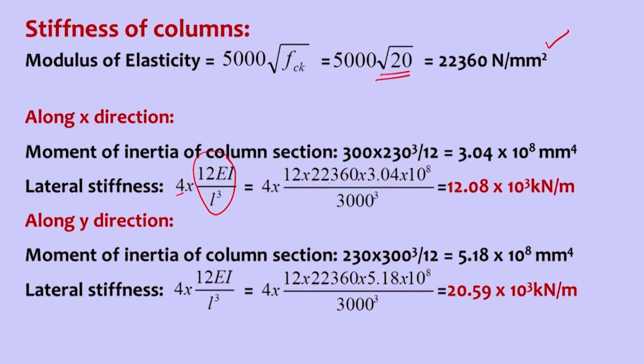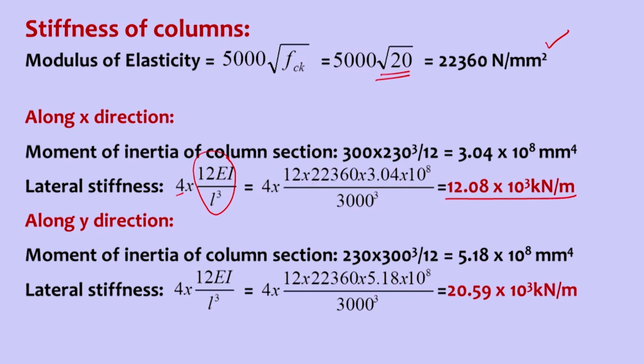So E is the modulus of elasticity, that's 22,360, multiplied by I along one direction, 3.04 into 10 to the power of 8, divided by the height, which is 3 meters, so 3000 mm cube. So we get 12.08 into 10 to the power of 3 kilonewton per meter, that is the lateral stiffness along the x direction.